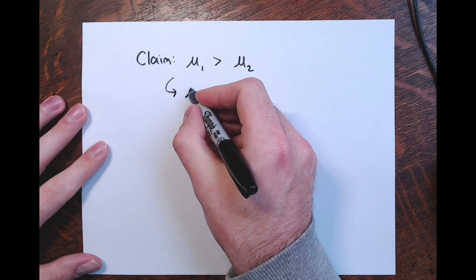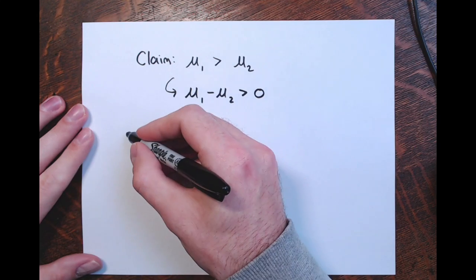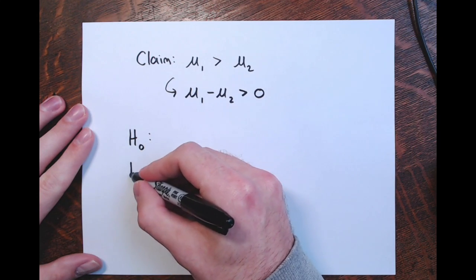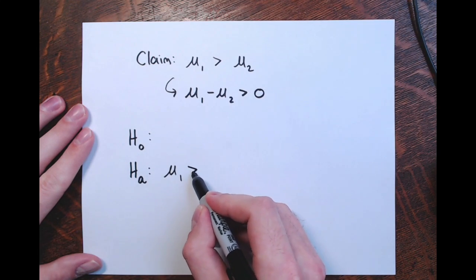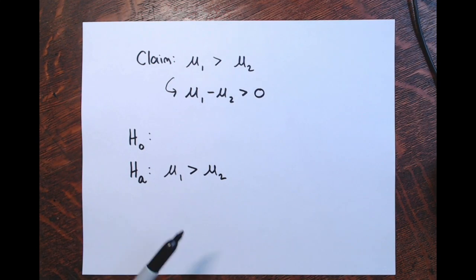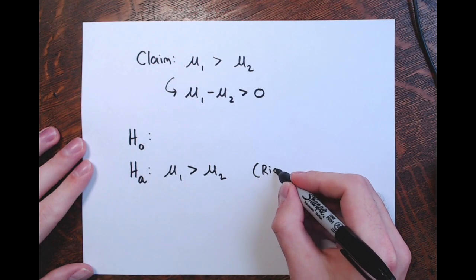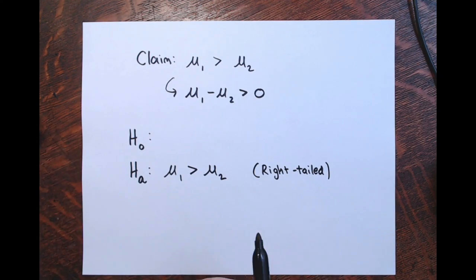Another way of saying this would be that mu1 minus mu2 is greater than 0. If you set up your hypotheses, this doesn't involve equality, so that's going to be represented by the alternative hypothesis that mu1 is greater than mu2, or mu1 minus mu2 is greater than 0. And from this, we'd see it's a right-tailed test. So if you were to find the test statistic, the p-value will be just the area under the curve to the right of the test statistic.